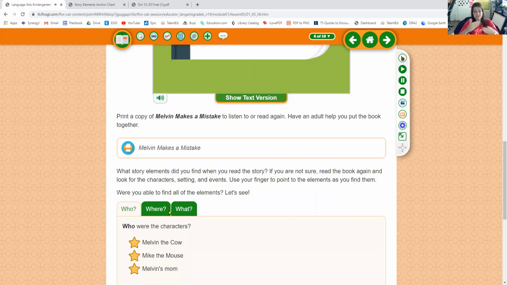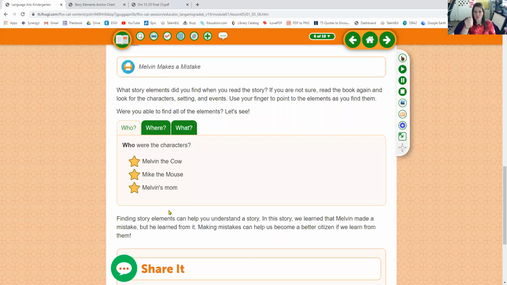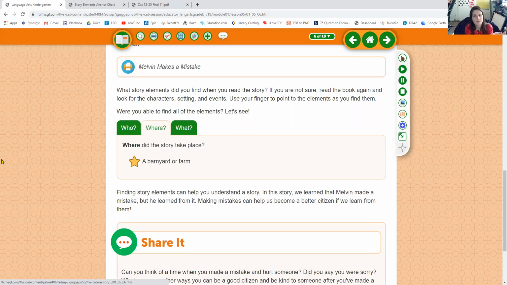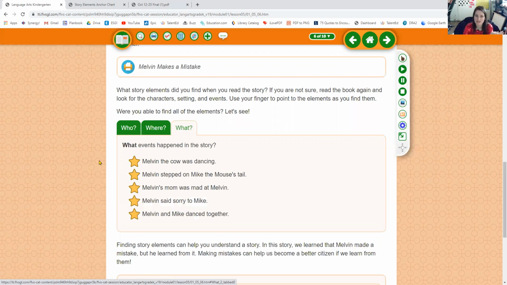So if you wanted to have that story, that's a really good one to go back and you can point to all the words and read it. The who of the story. So who were the animals or the people that told this story? Melvin, who was the cow, Mike, the mouse, and Melvin's mom. Where did this story happen? Did this happen in my house? Did this happen at your house? Did this happen at a barnyard or a farm? Yeah.